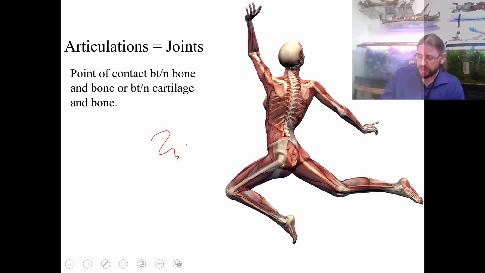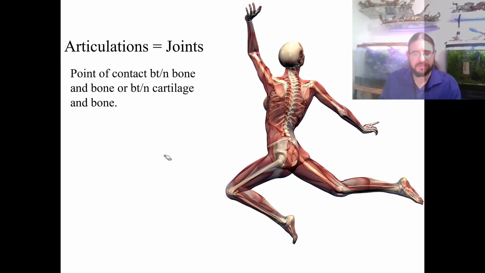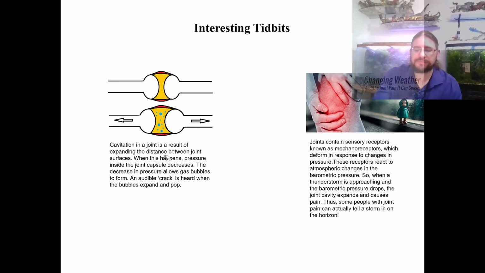All right, so joints are anywhere where you have a point of contact between bone and bone, or bone and cartilage. So anywhere you have these points of contact. Another word for joints is articulations. All right, so this is just an interesting thing about popping your fingers.